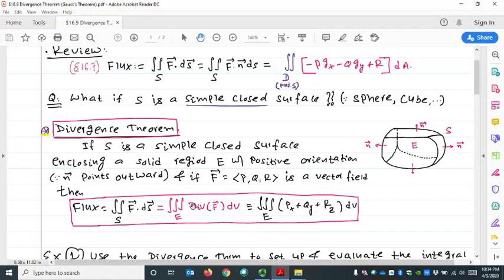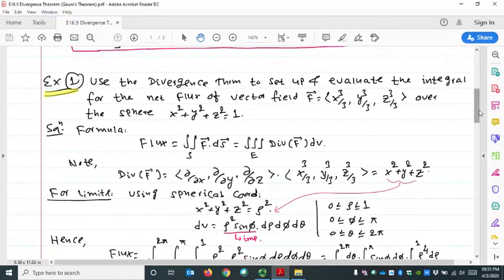And point number 2, sometimes the divergence of F is much simpler to work with than the vector field F itself. Okay, so now let's start solving problems using the divergence theorem. Let me scroll down.